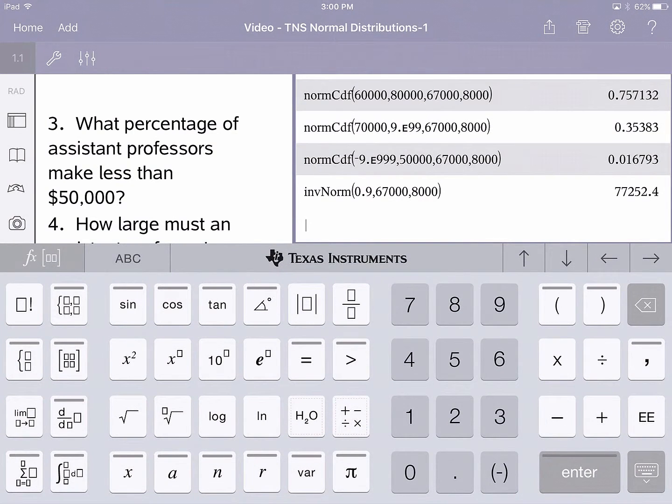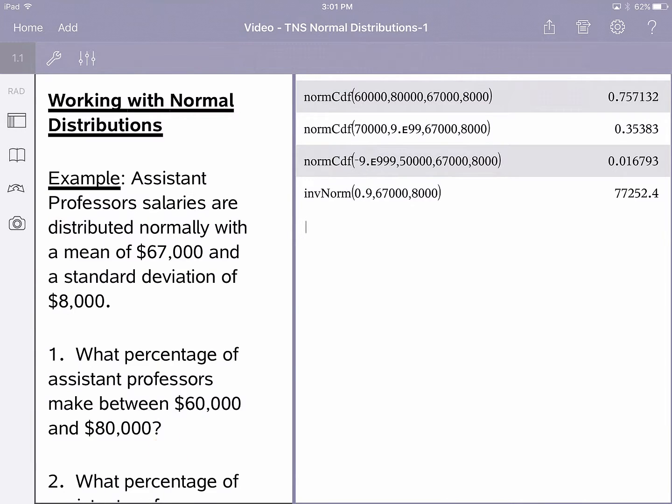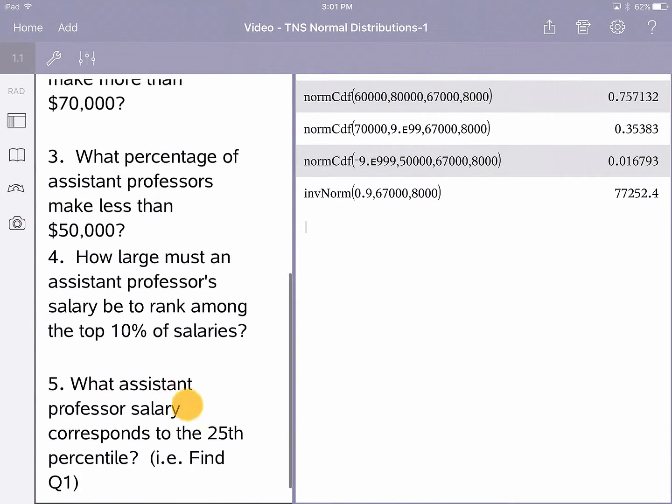And then this tells me that a salary here of $77,252.40 corresponds to being in the top 10%. That's sort of the cutoff for getting into the top 10% among salaries. Okay, last question I want to take a look at with you here.